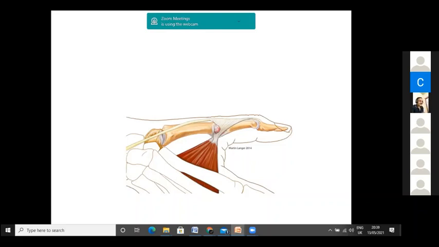What is a Stener lesion in case of a collateral ligament injury? Sir, for the knee? Hello? For the thumb? Sir, for the thumb, the adductor aponeurosis gets in between the ulnar collateral ligament.